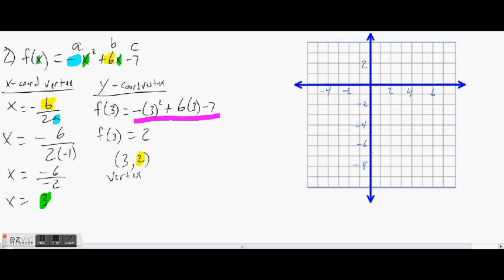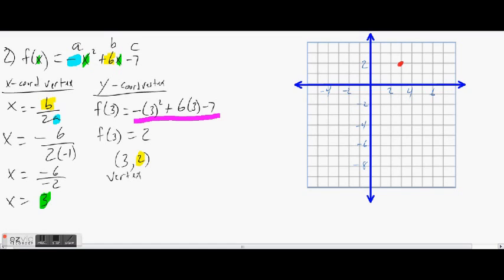Alright, so my vertex is 3, so I'm going to go to the right 3 spaces, up 2. Now I know I'm not going to have any points higher than that. It's opening down. My highest point when the parabola opens down is the vertex. That's going to be my maximum point. So nothing's going to be higher than that. So I could actually move my x-axis up a little bit more. Alright, but that's fine.